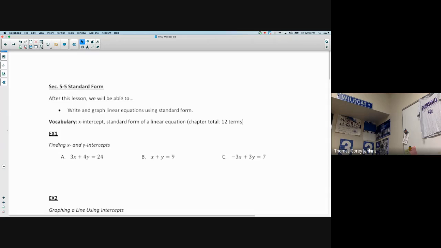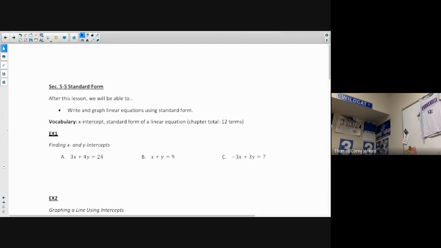So remember that you just took a quiz over 5-1, 5-3, and 5-4, right? So now 5-5 would come next. And this would be our third and kind of final form of a linear equation called standard form. So what do we want to be able to do? We want to be able to write and graph linear equations using standard form.